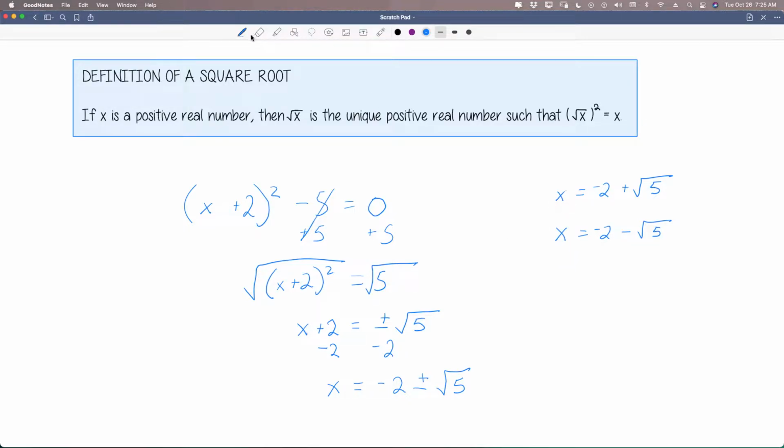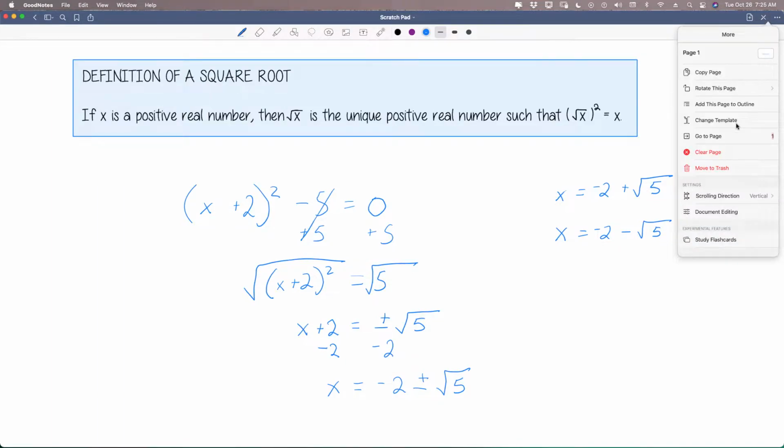Okay, so let's start with, I'm going to clear the page. Make sure you write down the definition of a square root in your notes if you haven't already done that. Let's begin with 48.1. So we're going to solve the square root of x minus 4, minus 2 equals 6.